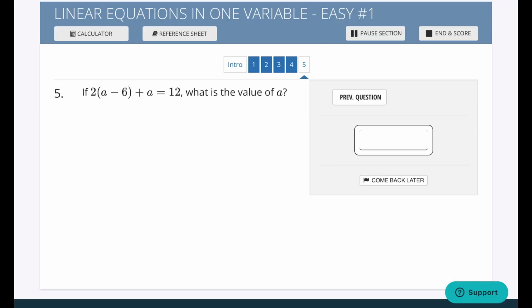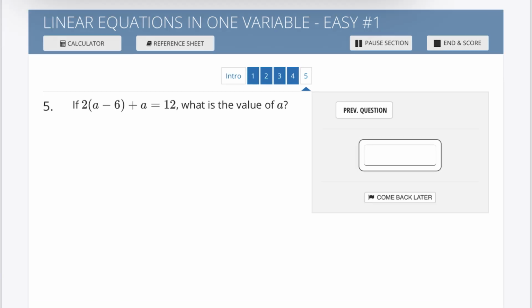For our final problem right here, we have if 2 times a minus 6 plus a equals 12, what is the value of a? So for this one, there's also no trick. You just have to isolate a and find what it is. So here we have to, once again, distribute because we know that dividing by 2 will not help us. So we distribute 2a minus 12 plus a, and we right away combine like terms. 3a minus 12 equals 12. Add 12 to both sides. 3a equals 24, and a equals 8. Very easy and very fast.